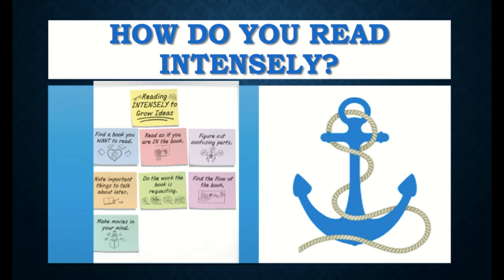So thinking about how you read intensely, we're going to use our anchor chart and we'll revisit this each day in our mini lesson. But our focus for this first bend is reading intensely to grow ideas. So finding a book we want to read, read as if you're in the book, figure out those confusing parts. And then some of these other ideas are think about important things to talk about later, do the work that the book is requesting, find the flow of the book, and make a movie in your mind, so visualizing.